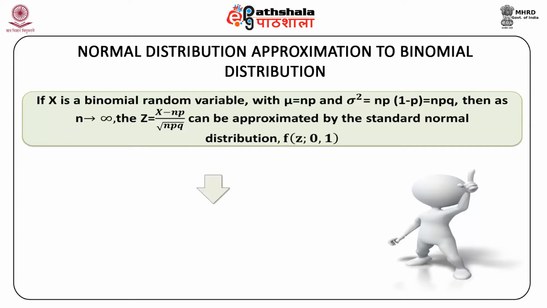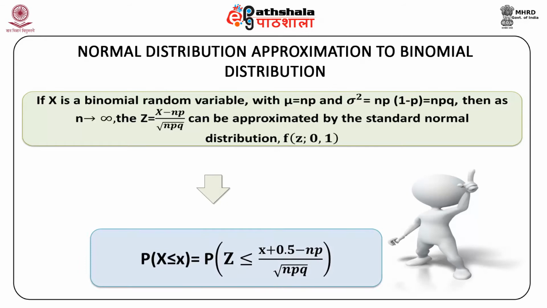Using binomial distribution, we know that the probability that small x is less than or equal to capital X is the sum over k equal to 0 to X of b(k; n, p). This is approximated by the area under the normal curve to the left of X plus 0.5 instead of X. Therefore, the probability that small x is less than or equal to capital X is the probability that z is less than or equal to (X plus 0.5 minus np) divided by the square root of npq.